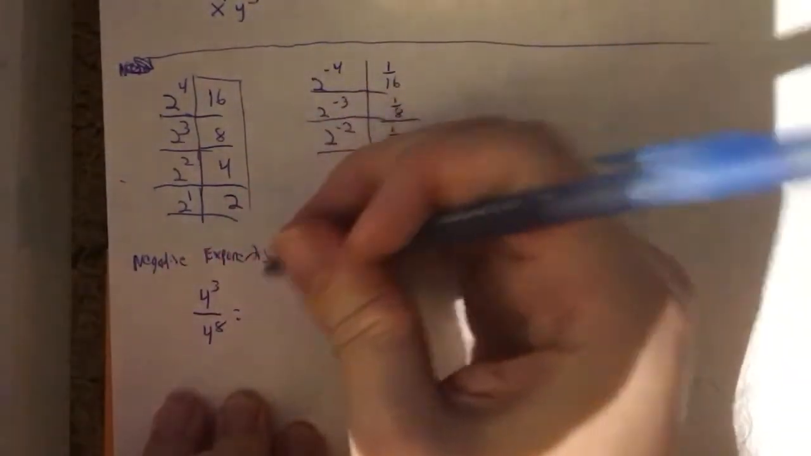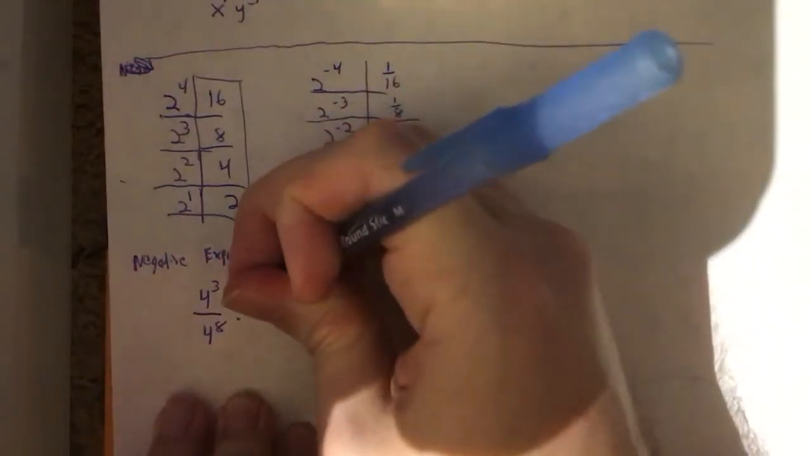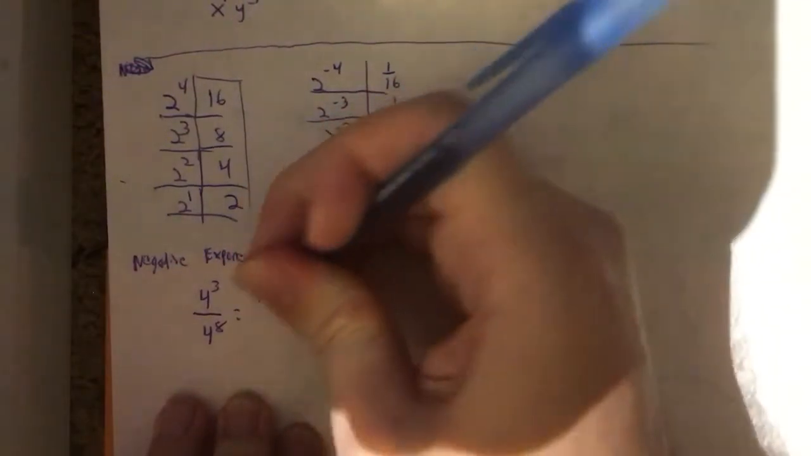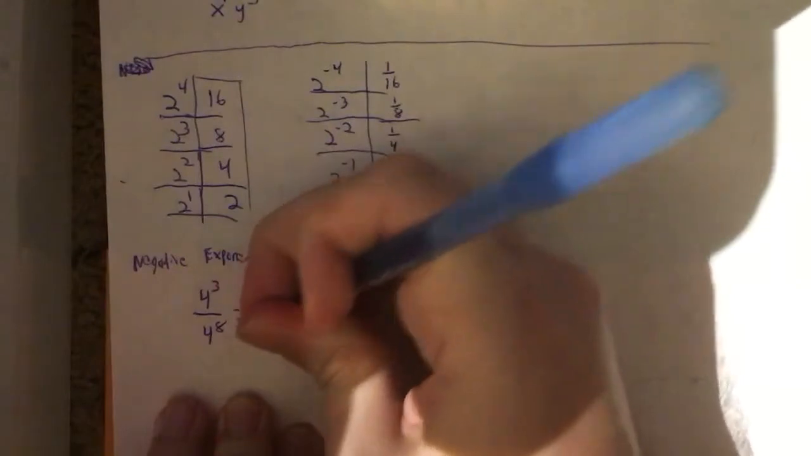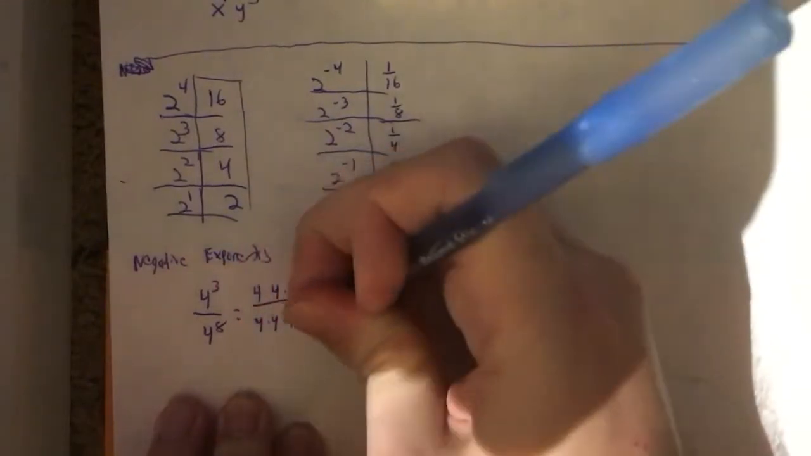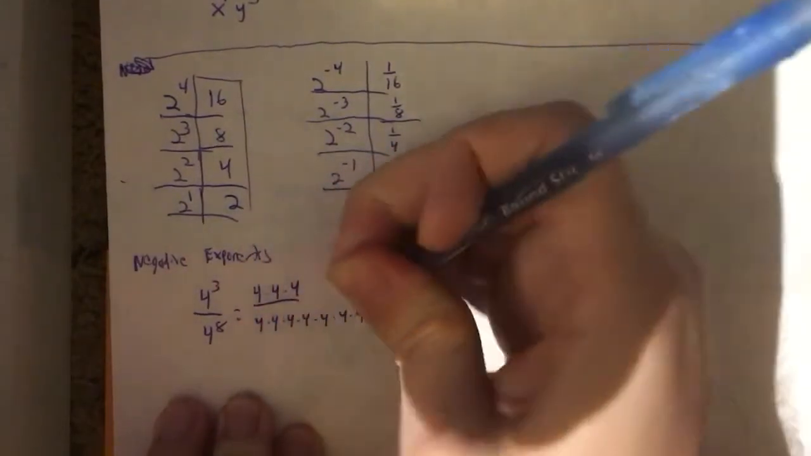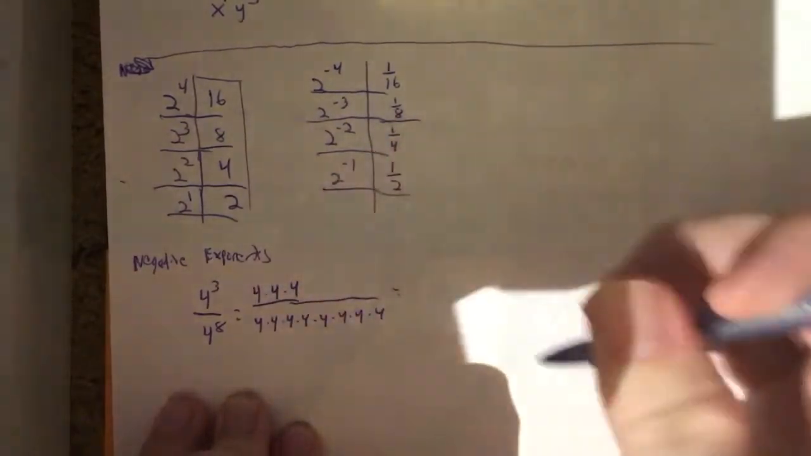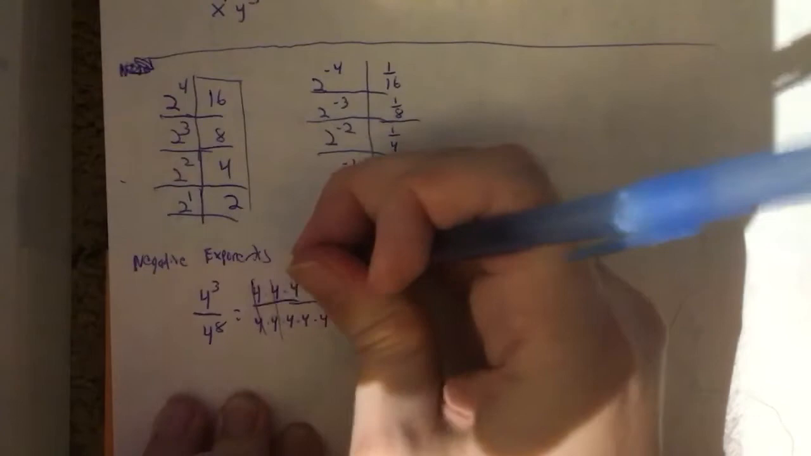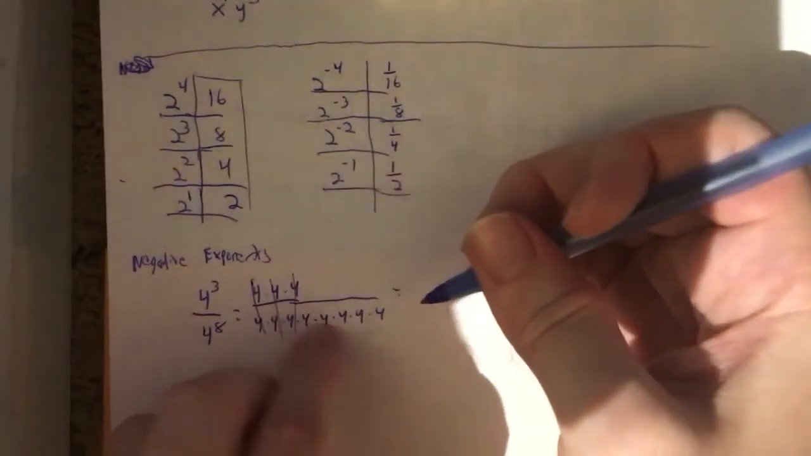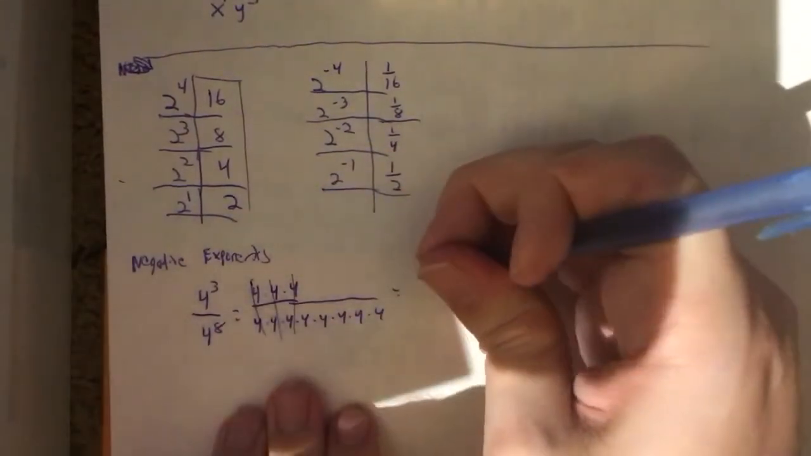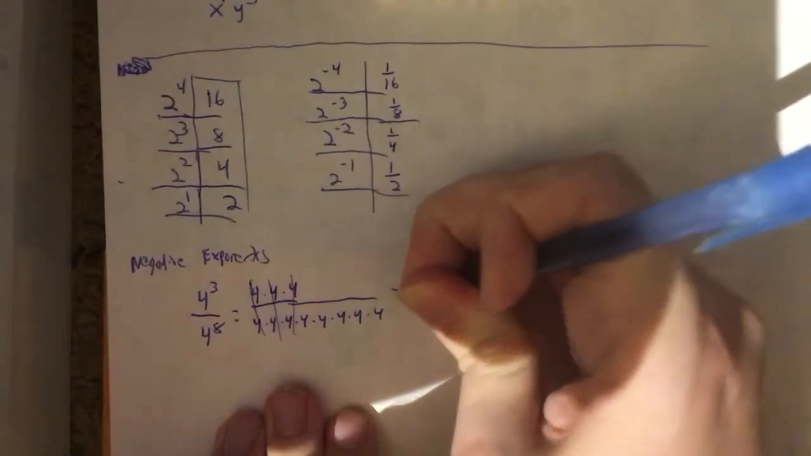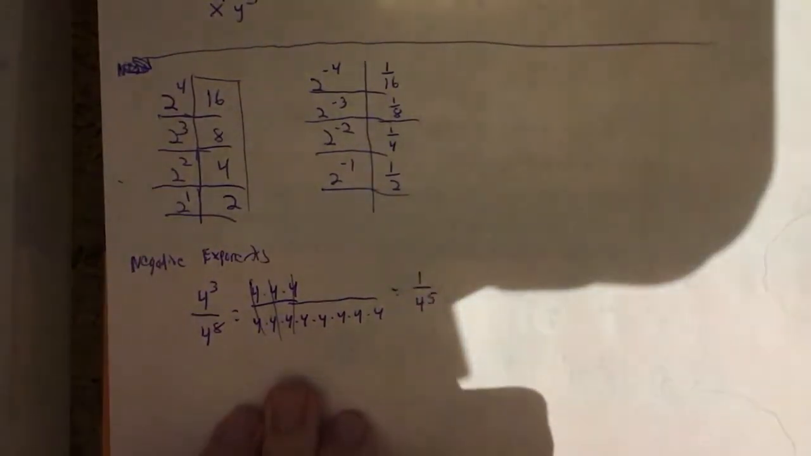I'm going to write this out in expanded form. So 4 to the third is just 4 times 4 times 4. And 4 to the 8th is 4 times 4 times 4 times 4 times 4 times 4 times 4, and one more, 8 fours. And again, if I simplify this, these 4s cancel. I have 5 extra 4s on the bottom than the top. So really, this is just 1 over 4 to the 5th.